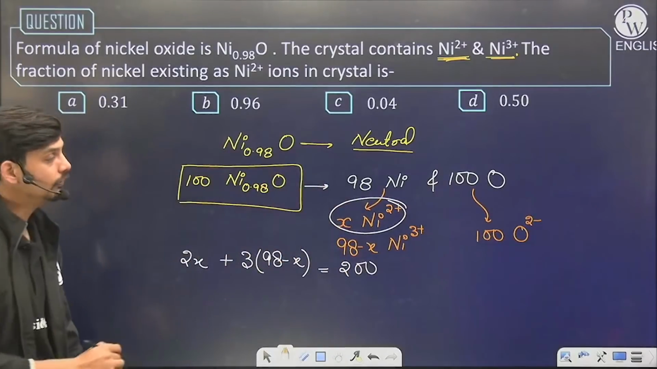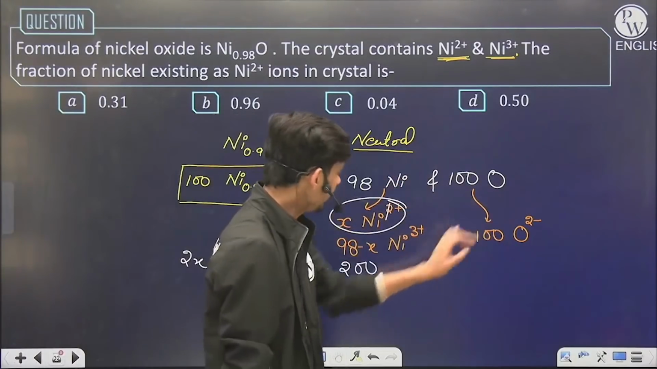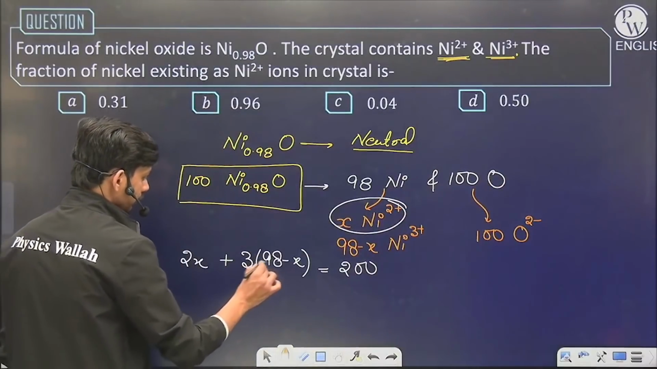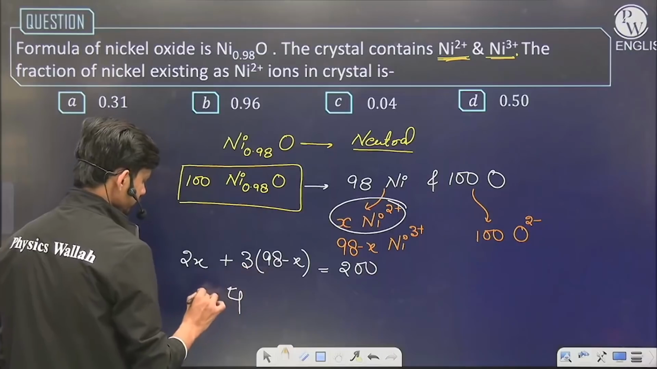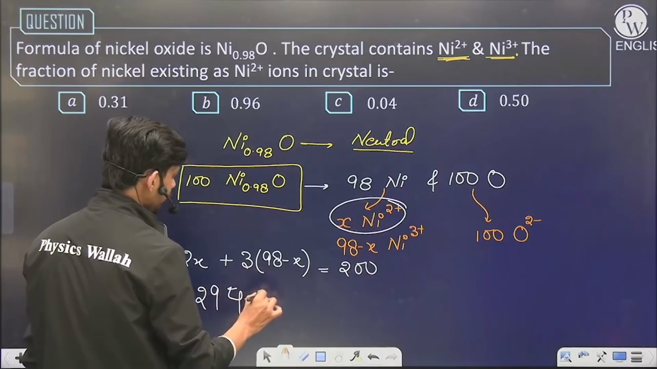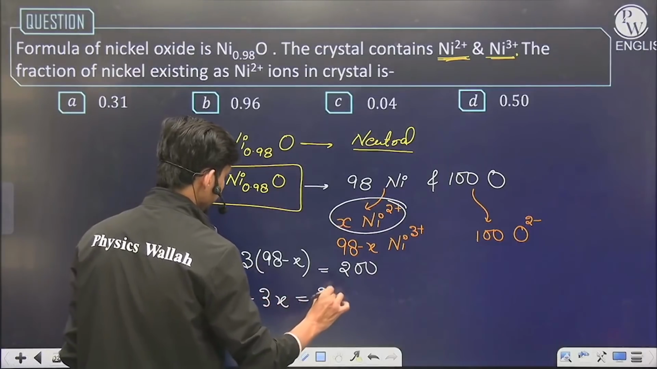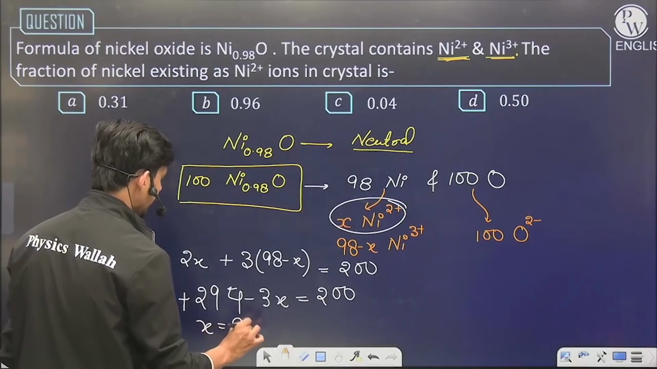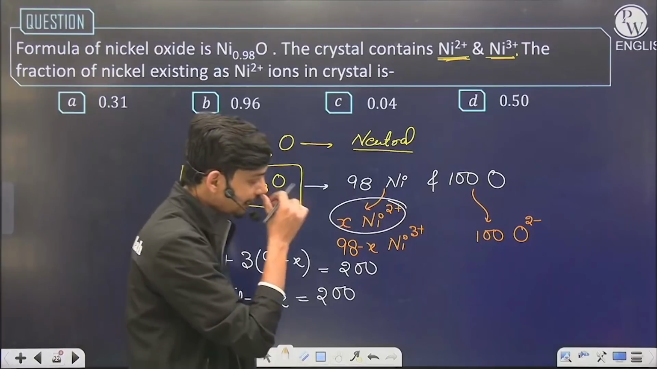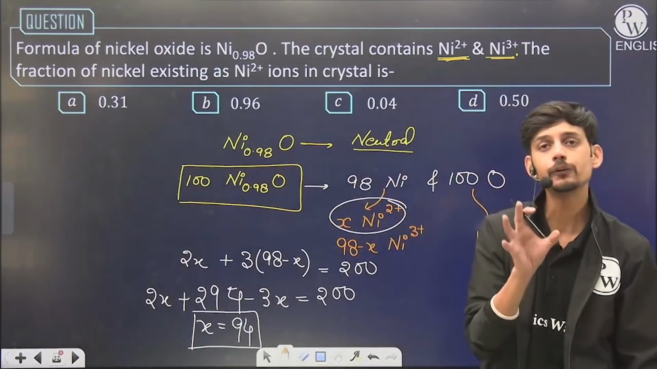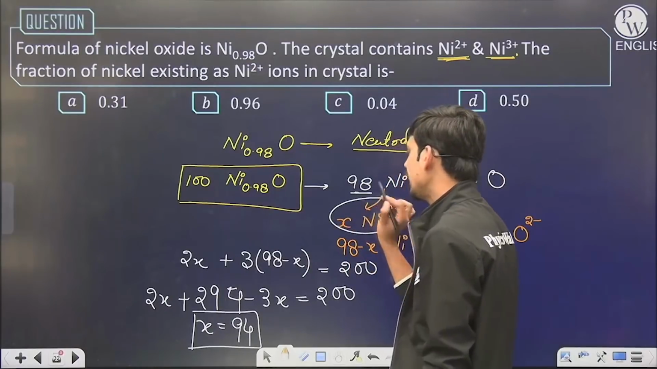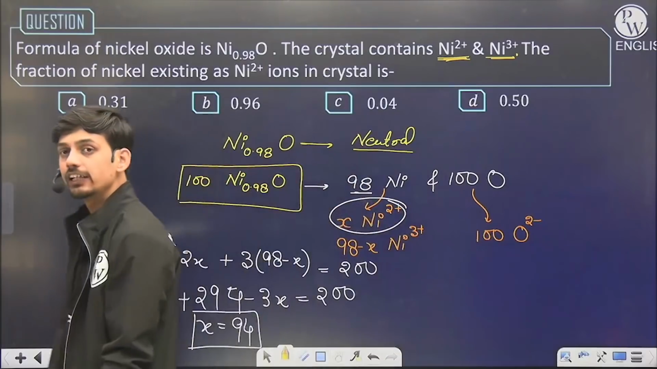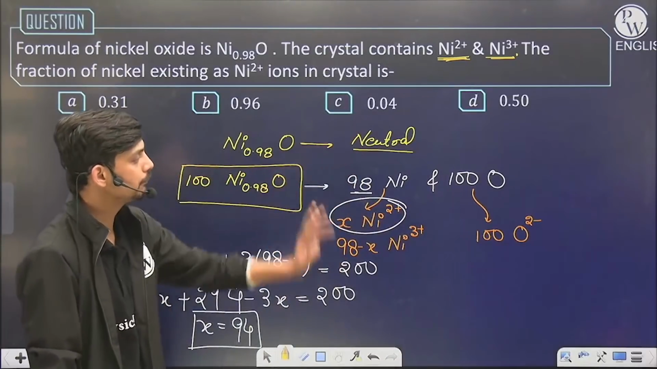The net charge should be 0, or the net positive magnitude should be equal to the net negative magnitude. So from here we will get 294 minus 3x plus 2x is equal to 200. So x will come out to be 94. So from here I can easily find that there are 94 nickel 2 plus ions out of 98 nickel atoms. Out of 98 nickel atoms, we have only 94 as nickel 2 plus ions, and the remaining 4 will be nickel 3 plus.